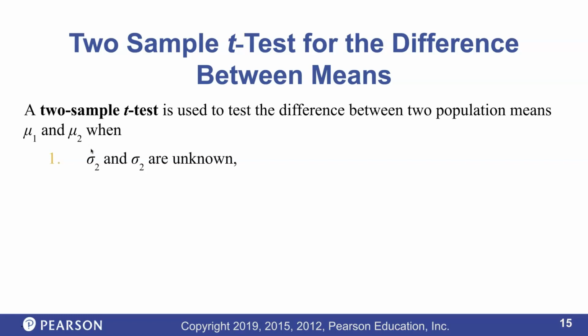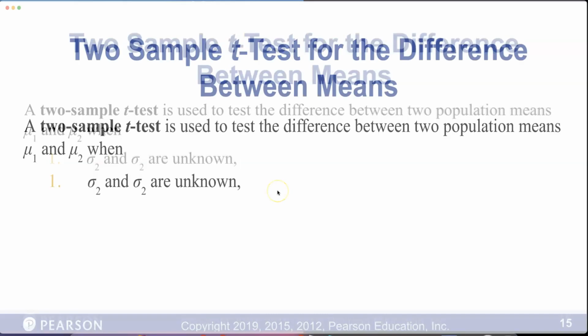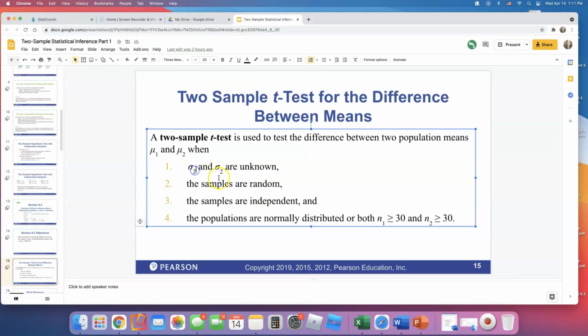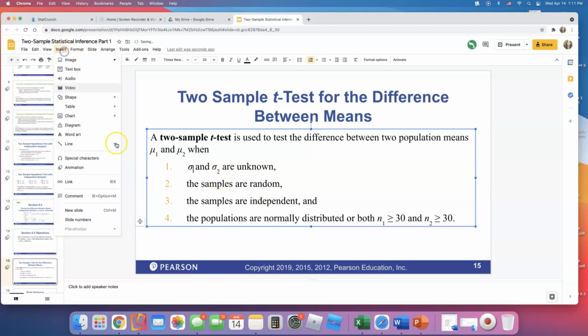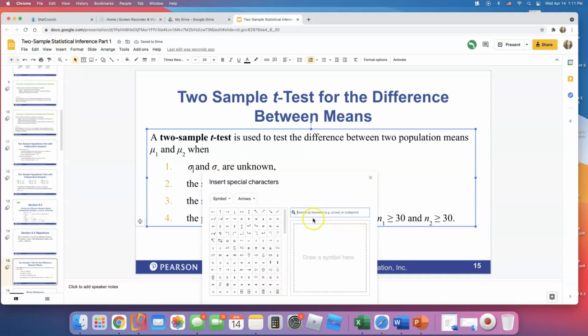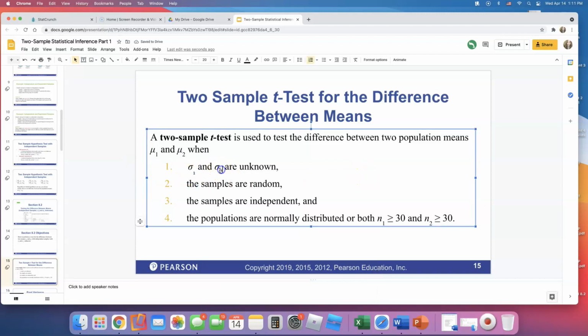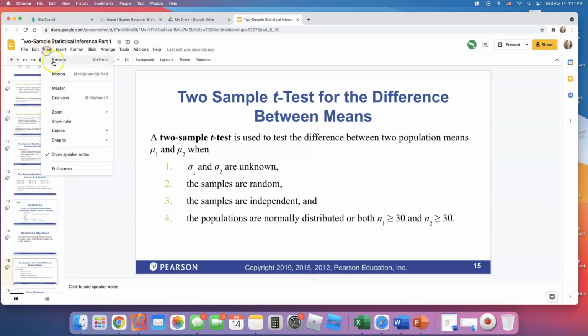The assumption that the population standard deviations are unknown, change that typo for me. Or I will change that for everyone. What does that say? So I'll change it right now. There we go. This looks lower than the other one for some reason. Well, that's okay. Let me present again.